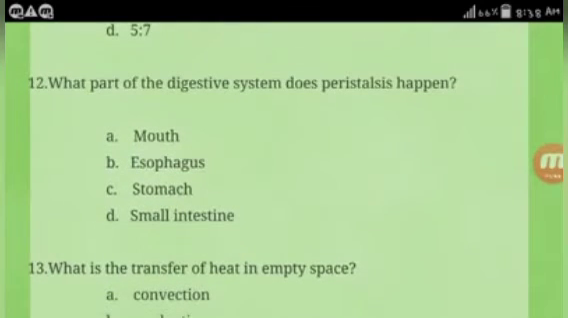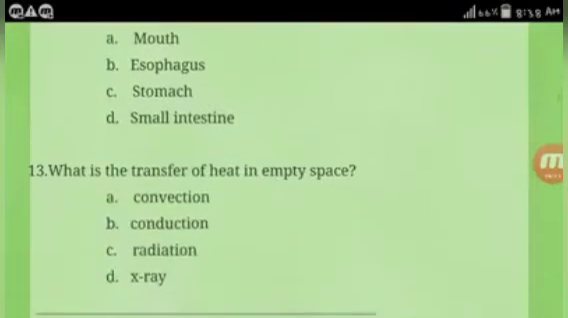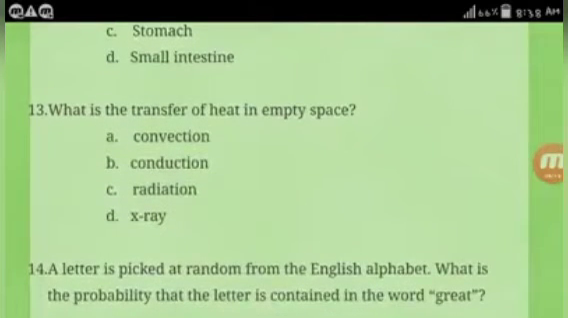What part of the digestive system does peristalsis happen? So when I say peristalsis, that is the contraction of muscles of our esophagus, and that will bring down the bolus. Bolus is the food that we chew, and when we swallow it, the whole bowl of it is what we call bolus. Okay, and that is in the esophagus. Peristalsis happens in the esophagus. Letter B. Next, number 13, what is the transfer of heat in empty space? Of course, empty space, that's radiation. Solid to solid transfer of heat, that's conduction, letter B.